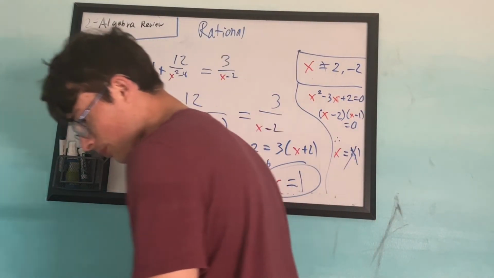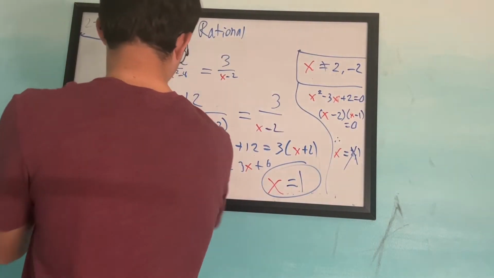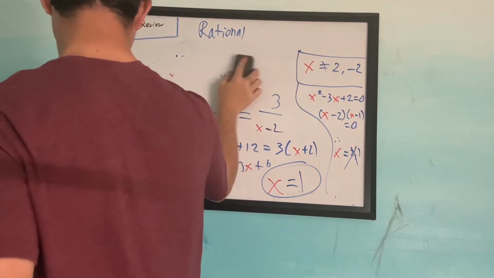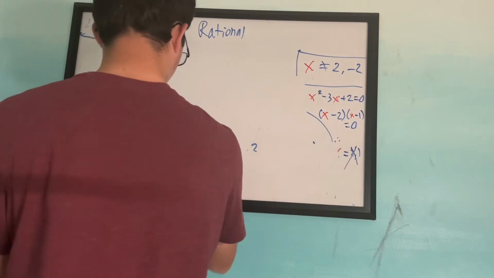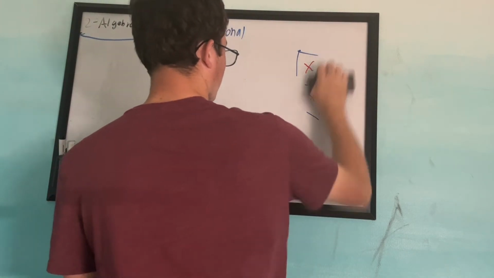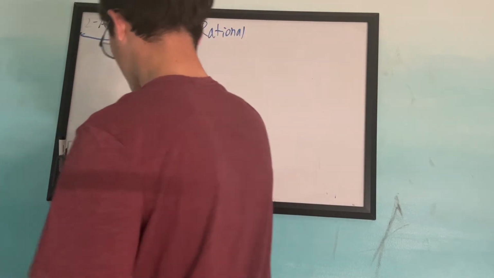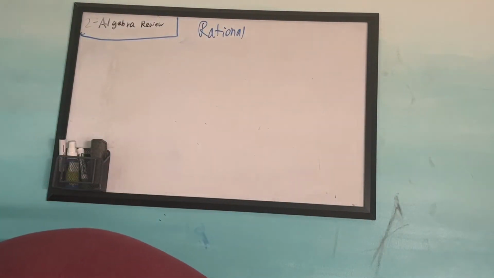And I think that's basically the gist of it for rationals. Just find a common factor for everything. Consider the cases where the equation is undefined, and then find the least common multiple, turn everything into a numerator, and then solve it like a polynomial.